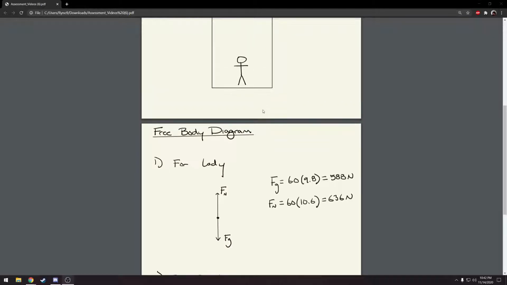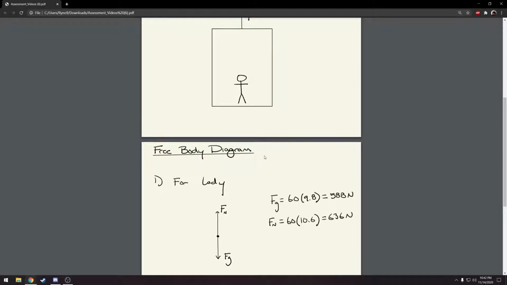And I guess we can start off by calculating the force of gravity. So the force of gravity is going to be pretty simple to calculate. It's just going to be equal to the mass times acceleration, specifically her mass times gravity's acceleration, is going to be equal to 60 times 9.8, which is going to be equal to 588 newtons.